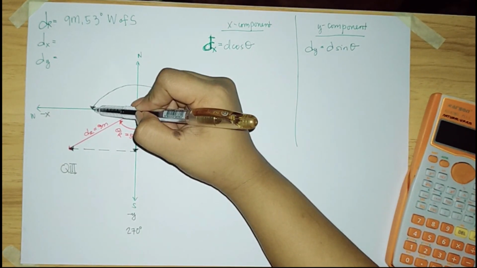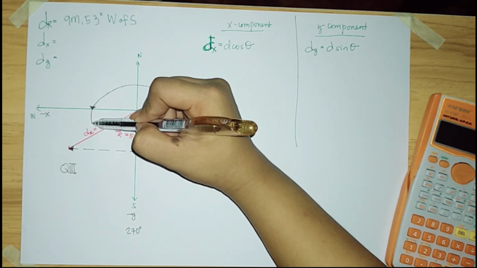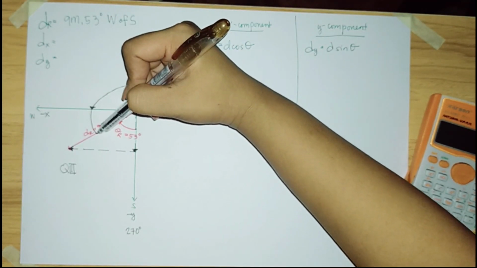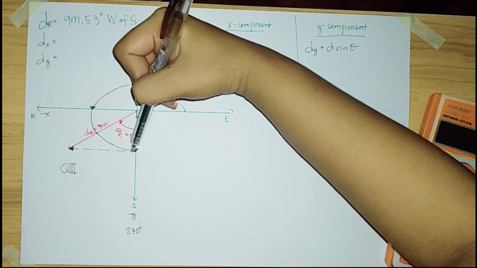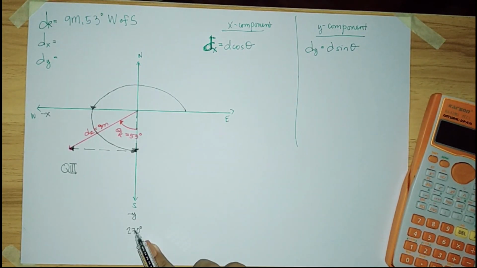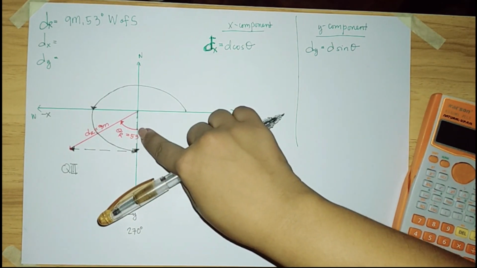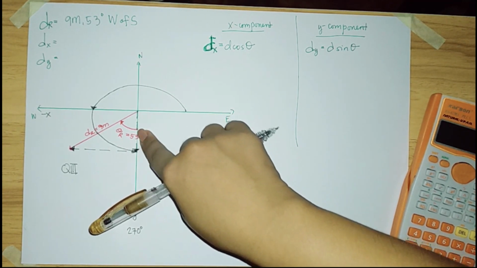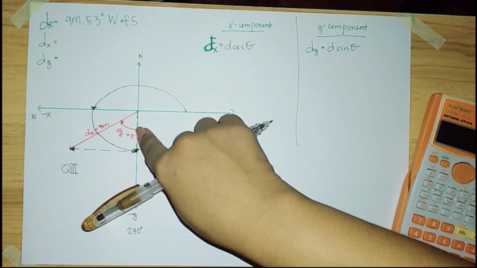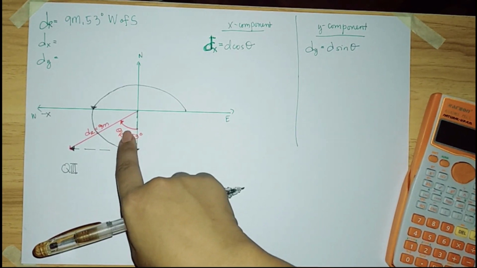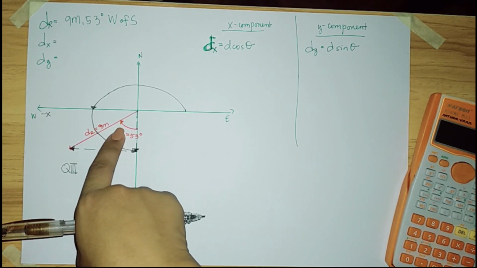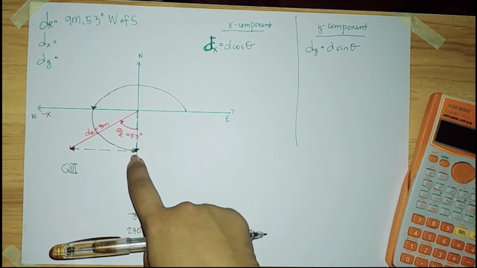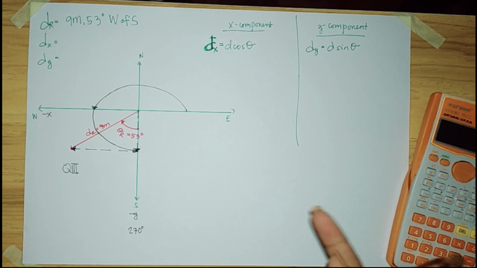Now, let us continue this one. We have 270 degrees, but the thing is, there is a 53 degree angle going back. So, what are we going to do? Why did it go back? Because the arrow here is in a clockwise direction, not in counterclockwise.